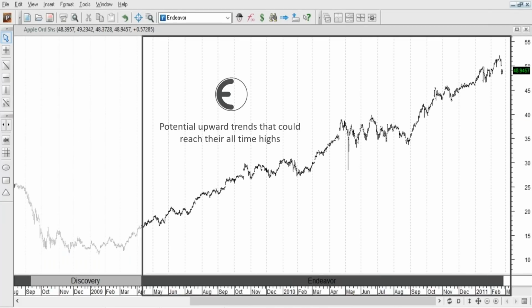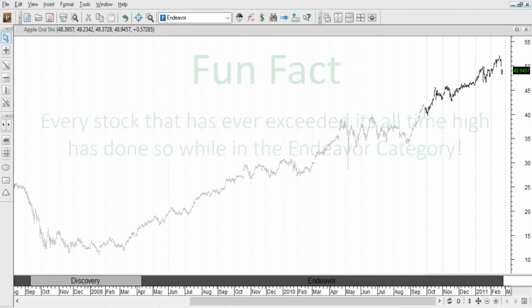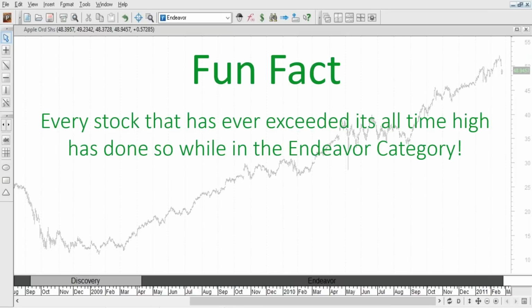Notice how as soon as price enters the Endeavor category, it started moving up. That's because the Endeavor category represents price having potential upward trends that could reach their all-time highs. In fact, every stock that has ever exceeded its all-time high has done so while in the Endeavor category. For those of you that have asked, how can I tell if a stock is more likely to rise or fall? This is your answer.